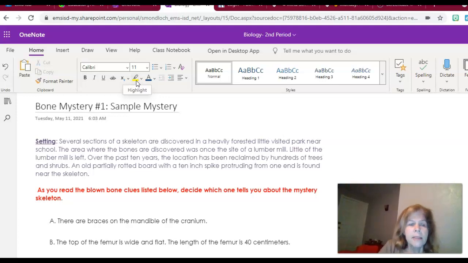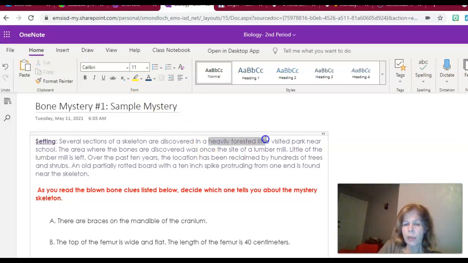So the setting. Several sections of skeleton are discovered in a heavily forested, little visited park. Okay, so that's important. So a lot of trees, that means there aren't a lot of people around. So I'm going to want to highlight that so I can come back to it. Near a school. Okay, so the area where the bones are discovered was once the site of a lumber mill. Okay, so previously it was a lumber mill.